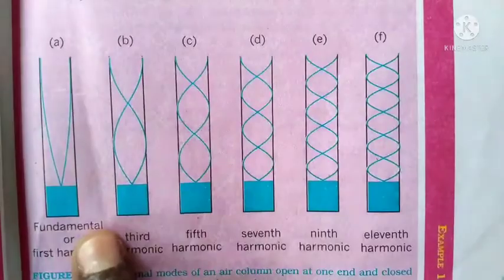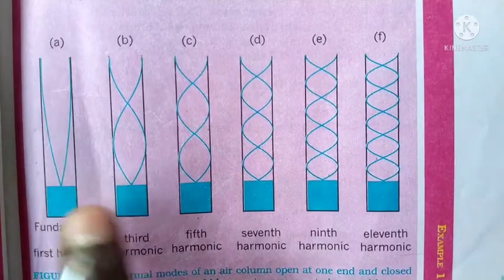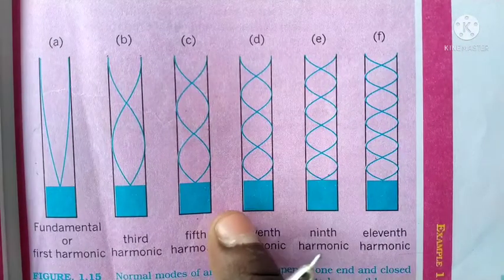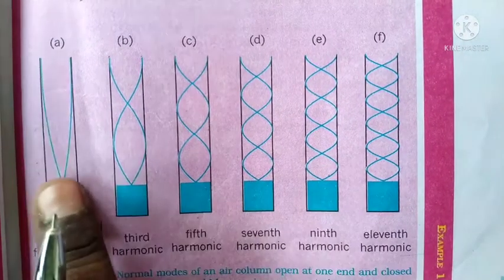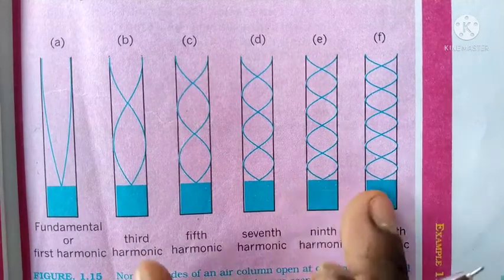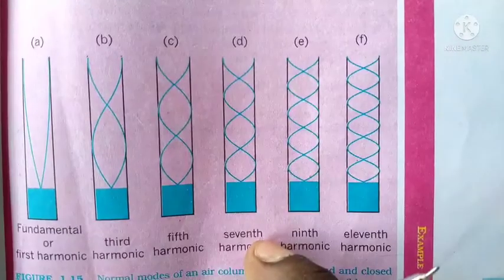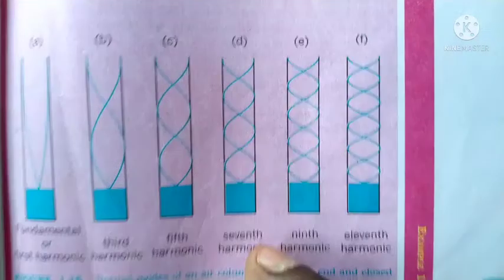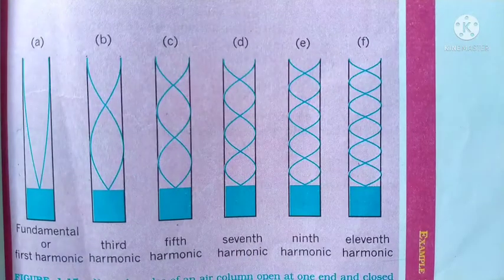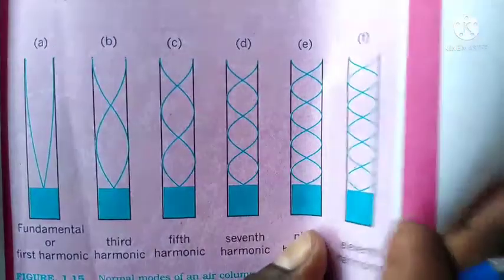Here these are the organ pipes, one end closed and the other open. The ratio is 1:3:5:7:9:11, like this. The fundamental and harmonic modes of vibration are in the ratio of odd numbers.